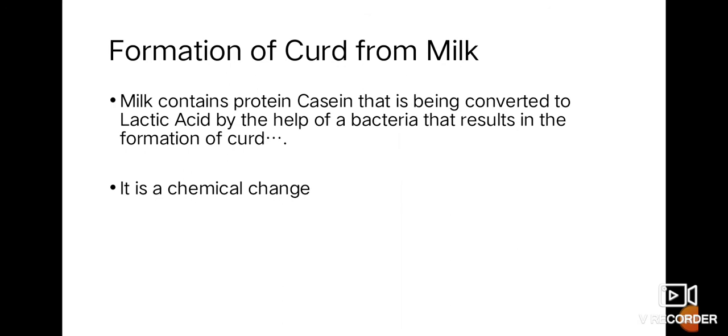Now, coming down to the formation of curd from milk, a very common thing which happens naturally. Now, milk contains the protein casein, which when acted upon by bacteria, gets converted into lactic acid. Now, this allows the conversion process to occur in a proper manner due to the thicker formation of the curd. Now, since new substances are formed and you cannot get back milk from curd, thus it's a chemical change.